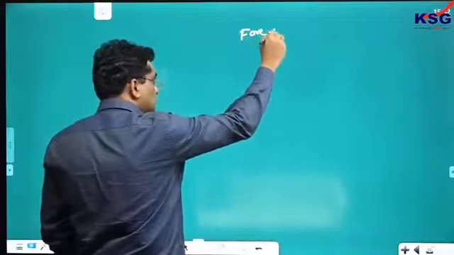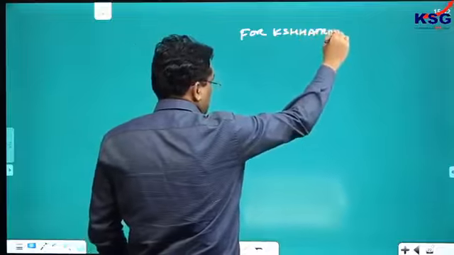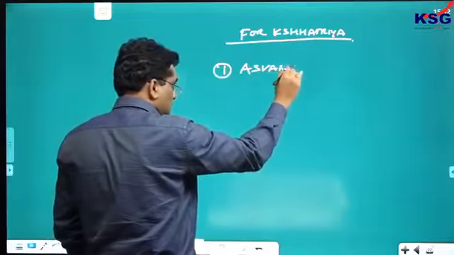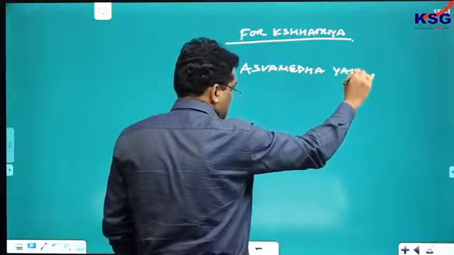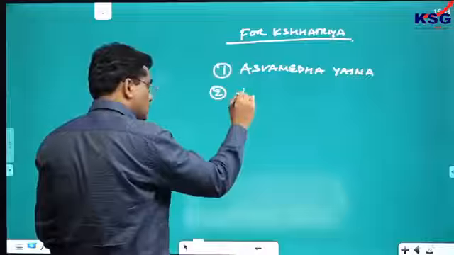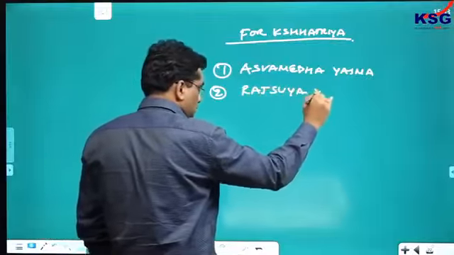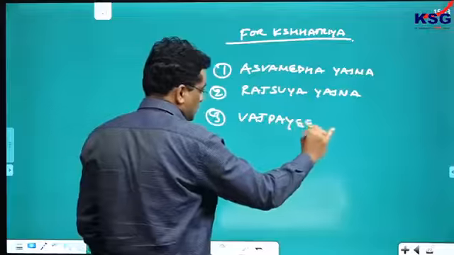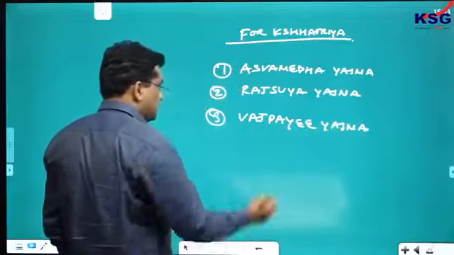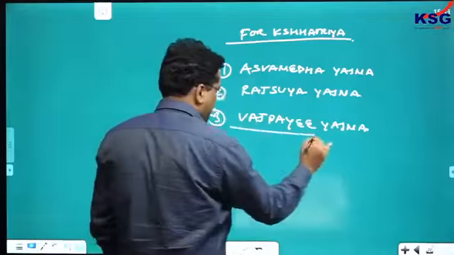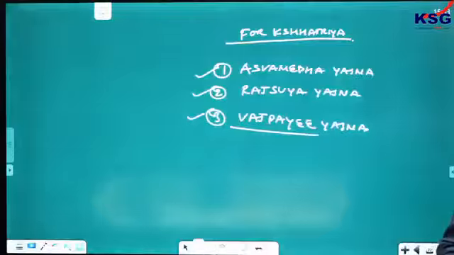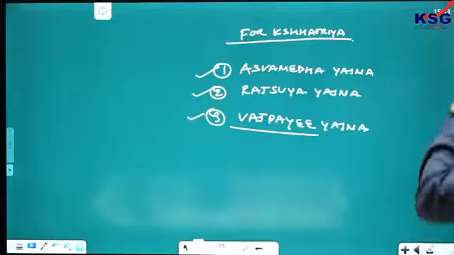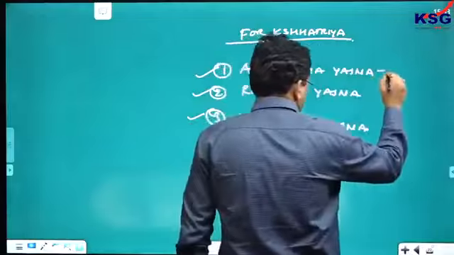For Kshatriyas, there were rituals: Ashwamedha Yajna, Rajasuya Yajna, Vajapeya Yajna. Ashwamedha Yajna was for the horse sacrifice.